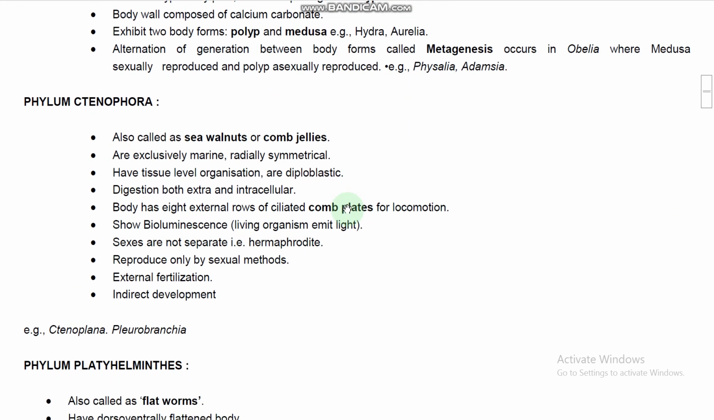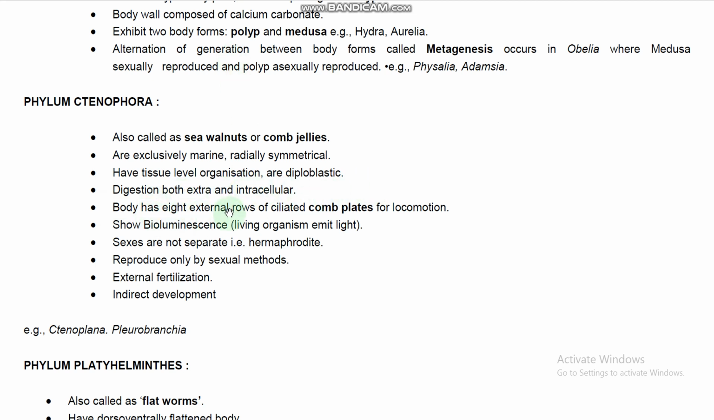Next one, phylum Ctenophora. One of the minor phyla in the animal kingdom, also called sea walnuts or comb jellies. These are exclusively marine, and exhibit what type of symmetry? Radial symmetry. They have the tissue level of organization, and are diploblastic, same as Coelenterata. Digestion is both extracellular and intracellular, that is also the same.